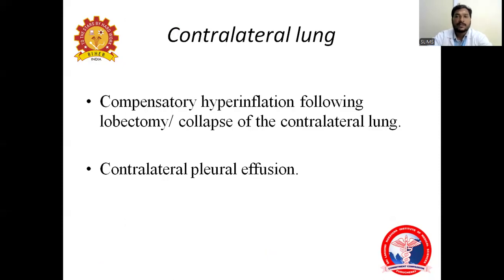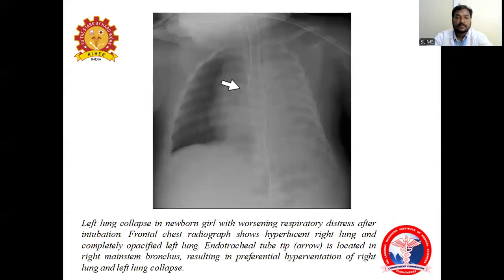Coming to the pathologies of the contralateral lung, there may be associated compensatory hyperinflation following surgical lobectomy or collapse of the contralateral lung, or there may be a contralateral pleural effusion, mainly a layering pleural effusion, leading to the unilateral hyperlucency seen on the contralateral side.